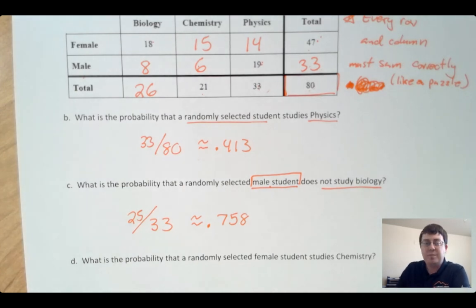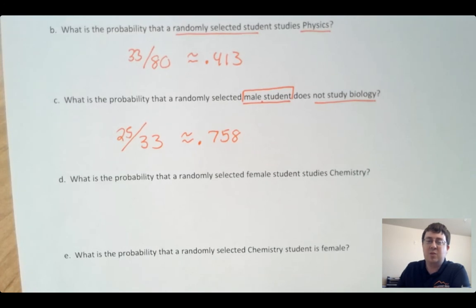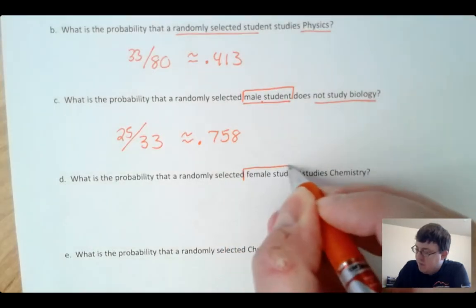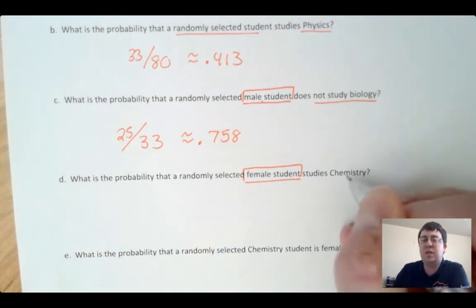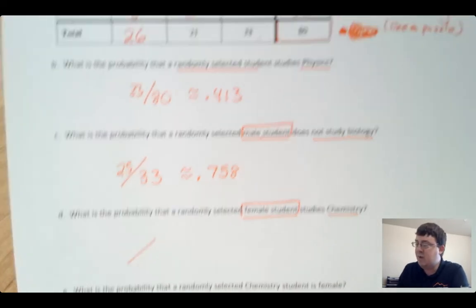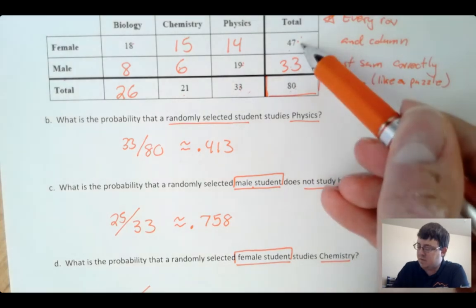Okay. What is the probability that a randomly selected female student studies chemistry? Again, I'm selecting just from the female students, and I want to know which ones study chemistry. So my denominator is going to be the total female students, which there are 47 of.